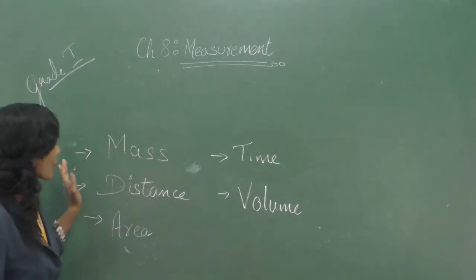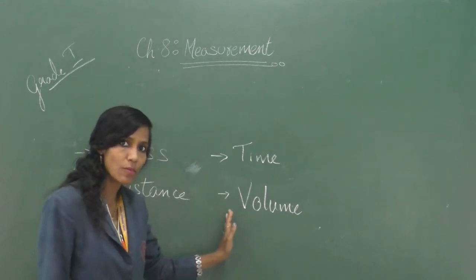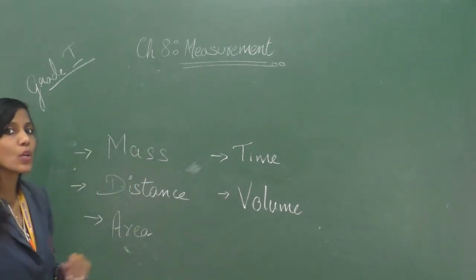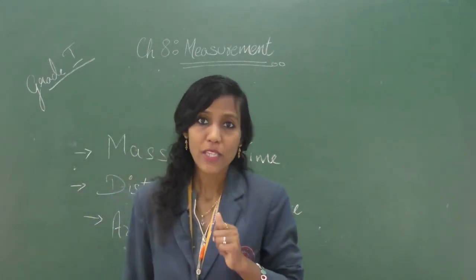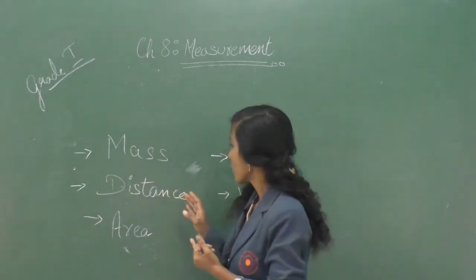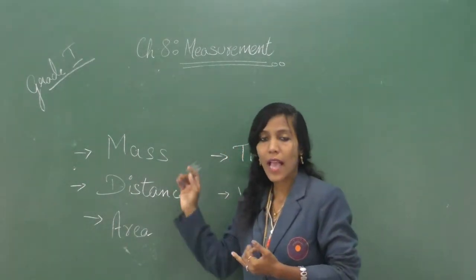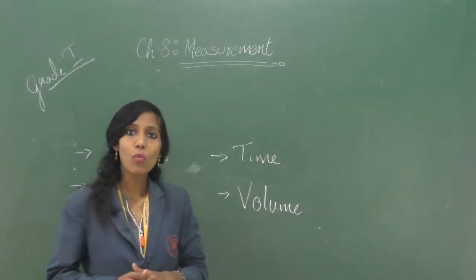So here we have 5 ways of measuring different objects. In this chapter, we will be learning 3 ways, that is measurement of length, measurement of mass and measurement of capacity, that is for volume.